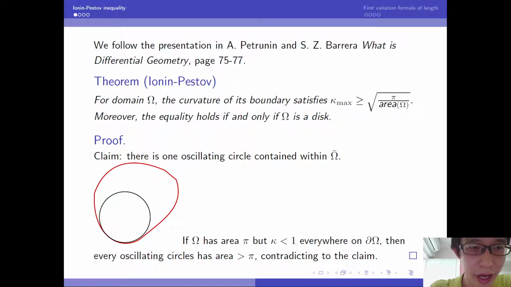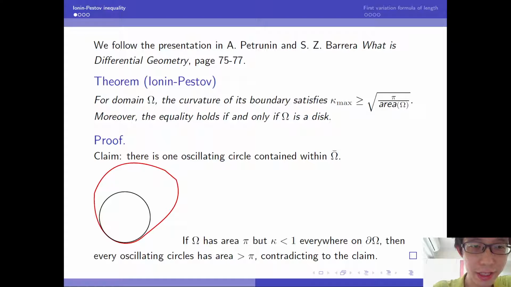So let's see why the claim implies the theorem. Suppose omega has area pi, but the curvature is always less than 1. Then we know that the osculating circle must be large and has area greater than pi. Then this contradicts the claim, because the domain cannot enclose a large circle.